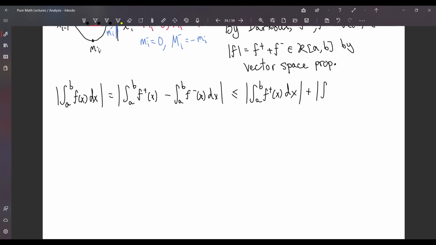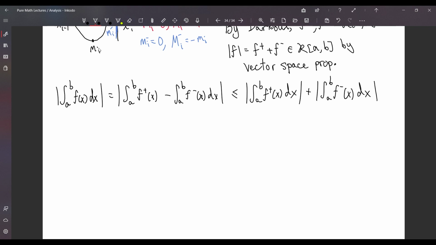Of course, there's a minus sign here, so you might think, do we have to do something different? No, you can treat it as a plus, because you can think of it as plus a negative, but then you take the absolute value of a negative, you get the positive. So we get this result here.